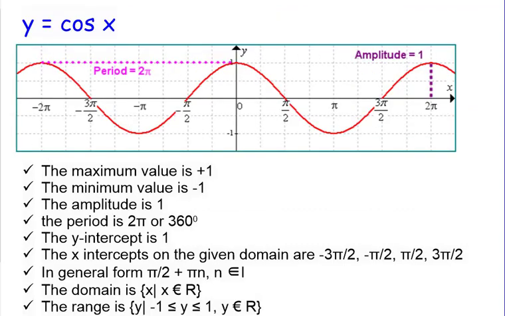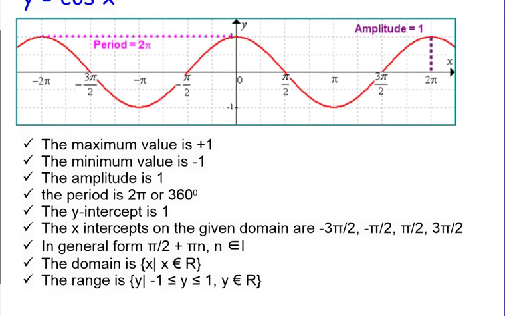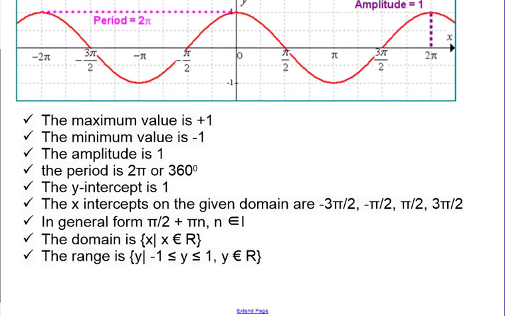The cosine graph is pretty well the exact same as a sine graph with a couple of differences. One of the main differences is that the y-intercept is 1, not 0, and that the x-intercepts happen at intervals of pi over 2 plus pi n. So rather than being pi n, it's pi over 2 plus pi n. So negative 3 pi over 2, negative pi over 2, pi over 2, 3 pi over 2, etc. The domain is the same, the range is the same.